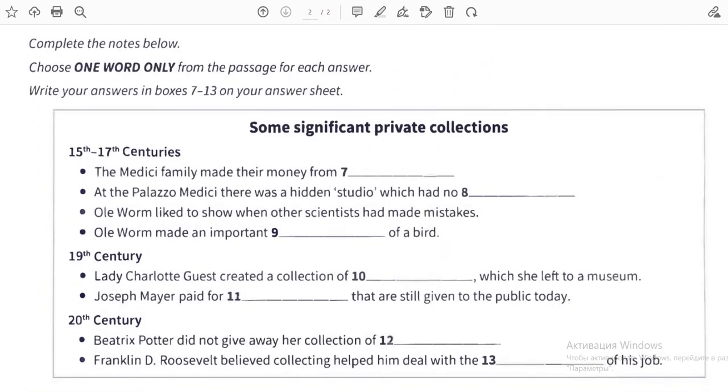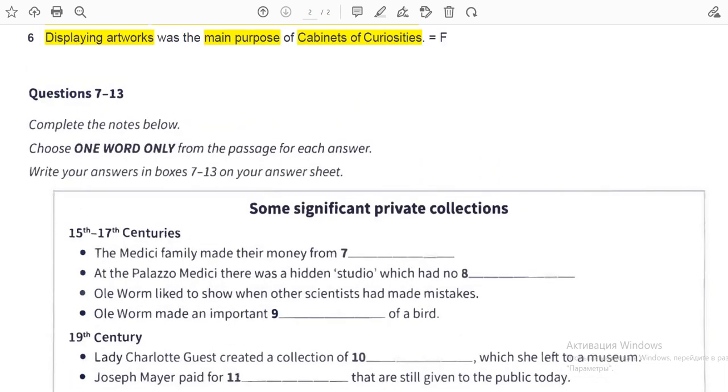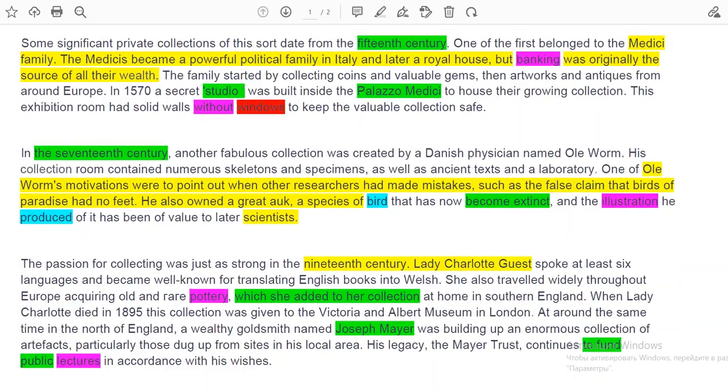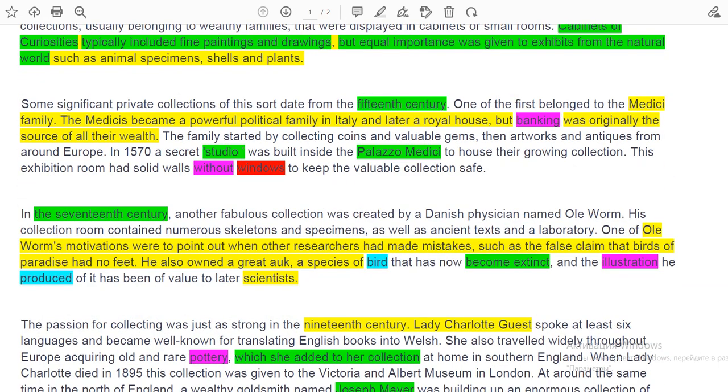The next one is, here it is: at the Palazzo Medici, there was a hidden studio which had no... Let's go. Here it is, should be windows. We need to go forward. Actually, studio is in quotation marks. You need to focus on quotation marks in our statement.